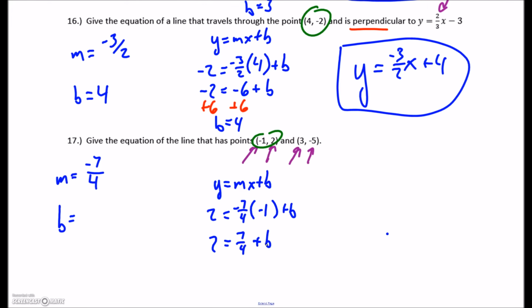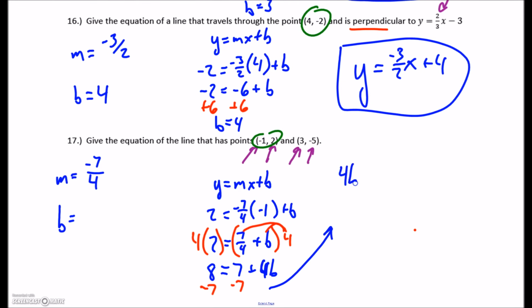And now from here you can subtract the 7/4 from each side, and if you're comfortable doing that, that's fine. Many of you are probably going to be a little bit scared of this fraction, so to get rid of fractions I'm going to multiply each side by the common denominator. I'm going to multiply each side by 4, and over here I'm going to have to distribute. So I get 8 equals 7 plus 4b, and now it should be pretty simple to solve. I'm going to subtract the 7 from each side, so I have 4b equals 1, and then I divide each side by 4. So I find out that b equals 1/4.